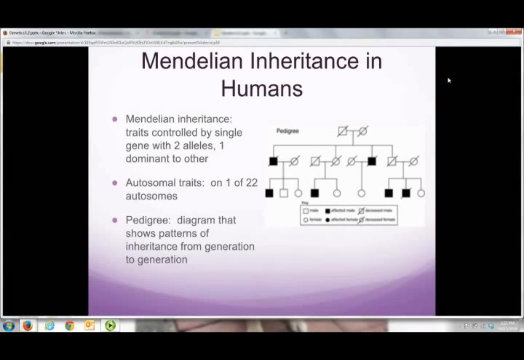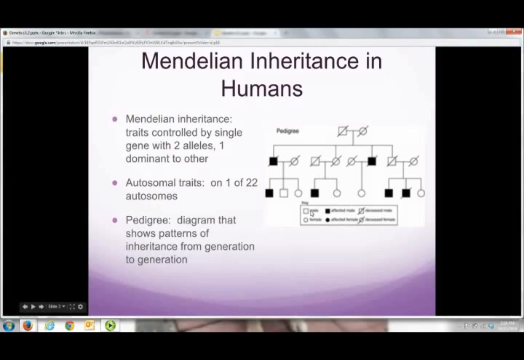A pedigree is a way of showing patterns of inheritance as it moves from generation to generation. To the right is a simple pedigree where you have a male represented by the square and the female represented by the circle. An affected male for a particular condition will have the colored-in box. The affected female for the particular condition would have the colored-in circle. And the line drawn through them indicates that the person is deceased.